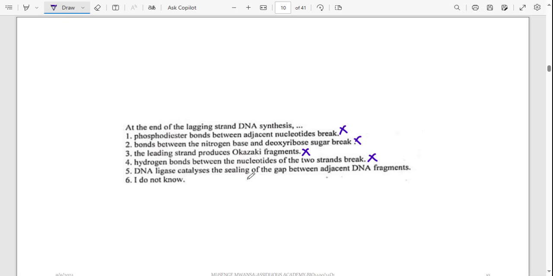DNA ligase catalyzes the sealing of the gap between adjacent DNA fragments. And this is true among the Okazaki fragments, right? That's what we said.